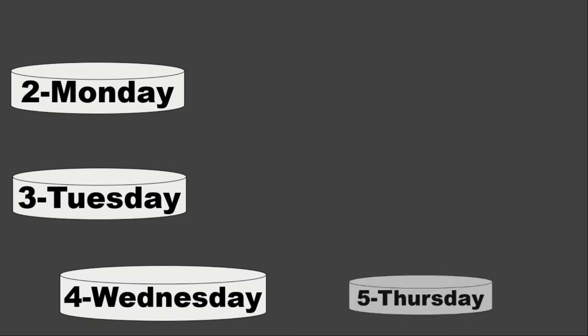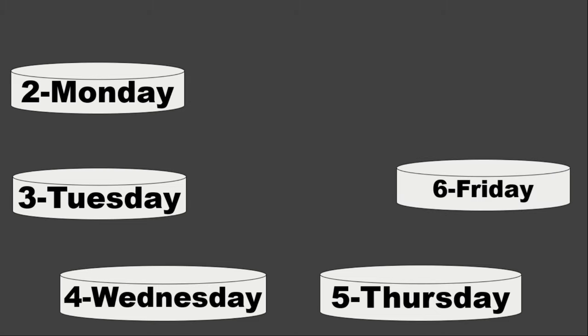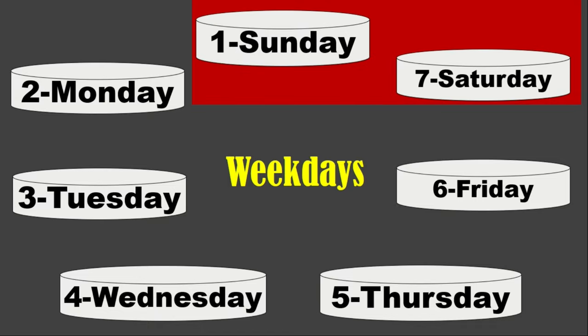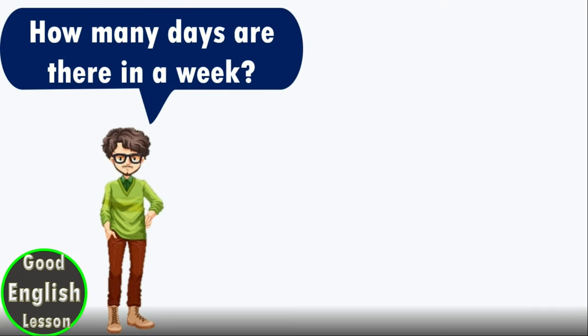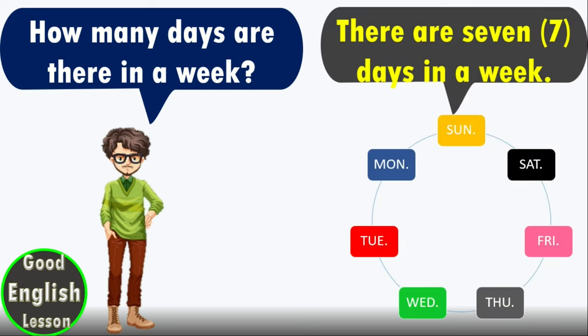Monday, Tuesday, Wednesday, Thursday, Friday are called weekdays. Sunday and Saturday are called weekends. I don't know how you think about the days of the week and the months of the year in your mind. Maybe in a clockwise, like this. How many days are there in a week? There are 7 days in a week.